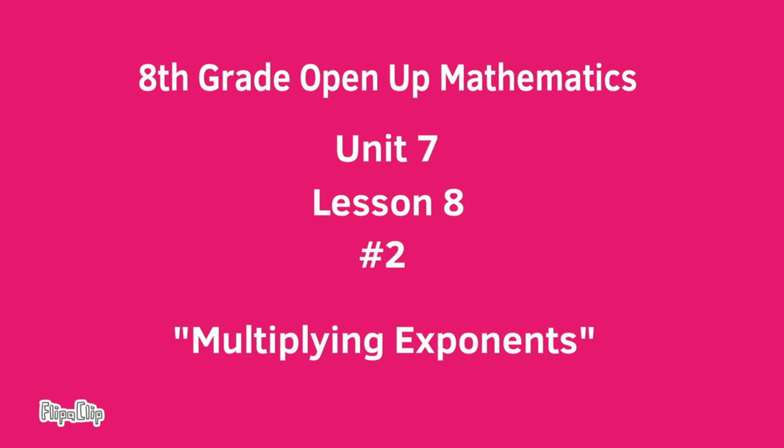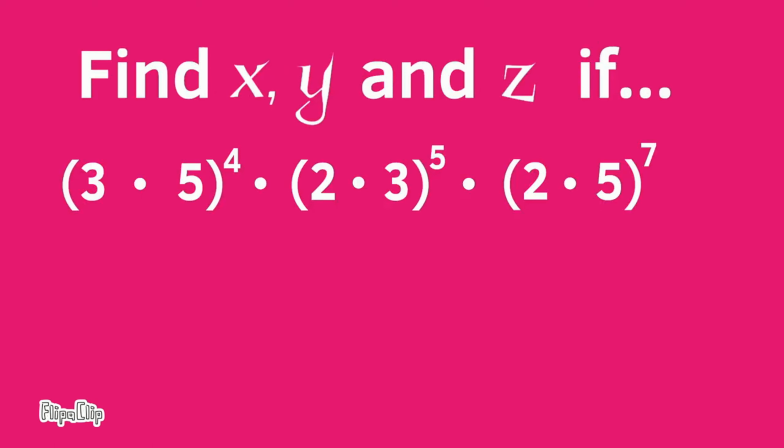Number 2, multiplying exponents. Find x, y, and z if (3 times 5)^4 times (2 times 3)^5 times (2 times 5)^7 equals 2 to the power of x times 3 to the power of y times 5 to the power of z. Take a moment to look at it and think of a strategy. Press pause if you'd like more time to think about it.